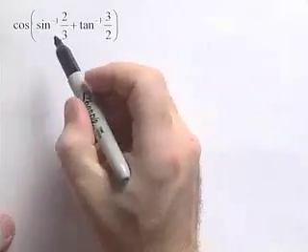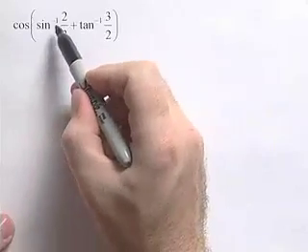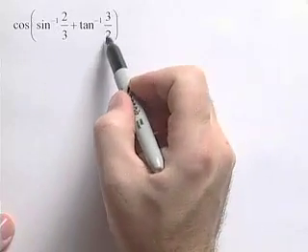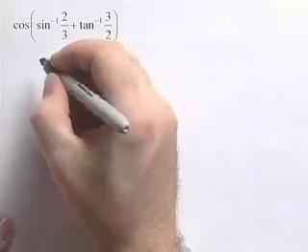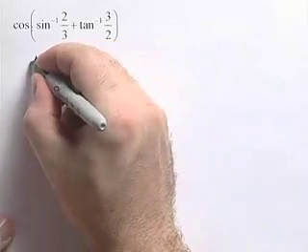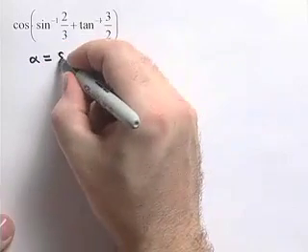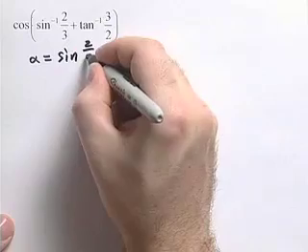Here we're going to find the exact value of a trigonometric expression. We want to find the exact value of the cosine of sine inverse of 2/3 plus tangent inverse of 3/2. We're going to start off by defining two angles. We'll let alpha equal sine inverse of 2/3.